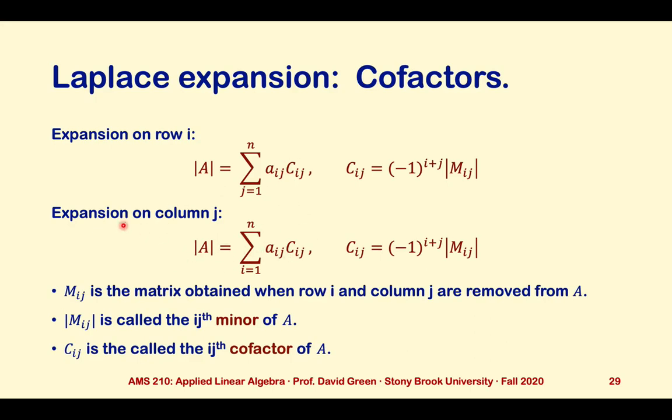So we can expand along a column. In this case, we take a sum over all of the rows, but each of the terms looks exactly the same. A coefficient multiplied by a cofactor, which involves a sign term, plus a determinant of a matrix that we get by deleting the corresponding row and column.